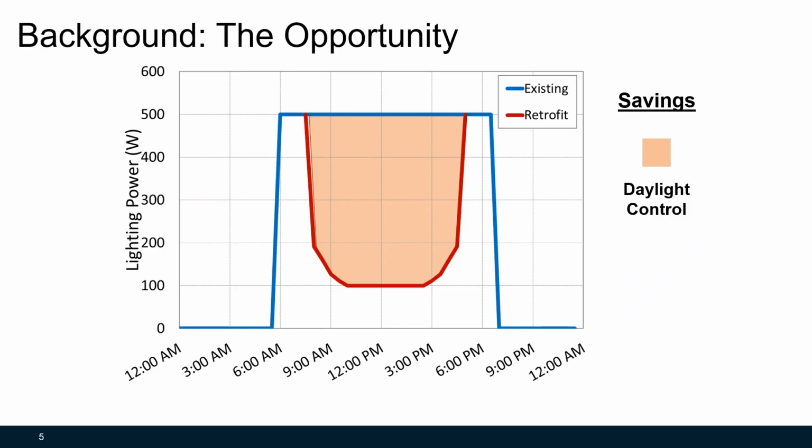Here we see a plot of an existing lighting system's power draw over a typical day in blue. Note that this system does not have daylighting controls. In the morning, the lights come on to their full power and remain there throughout the day before being shut off at night. When the system is retrofit to incorporate daylighting controls, the lights still come on to full in the morning. However, as the sun rises and the daylight present in the space increases, the lighting power is reduced. As the sun sets in the afternoon, the lighting power increases back to full power before being shut off for the night. The orange shaded area on the plot represents the energy savings that result from automatic daylighting controls.